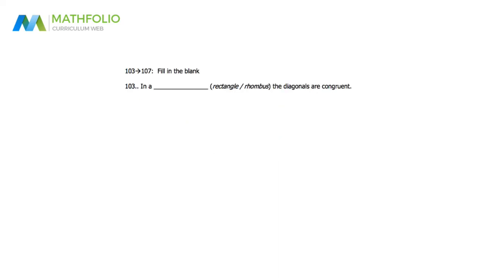Alright, questions 103 through 107 we're asked to fill in the blanks. So in a blank, rectangle or rhombus, the diagonals are congruent. Well, let's think about this. If you've got a rectangle versus a rhombus, we know in a rhombus all these sides are the same. We know in a rectangle these two sides are the same and the top and the bottom are the same, but this is talking about the diagonals. So firstly we need to know what a diagonal is. A diagonal is a distance from one vertex to the diagonally opposite one.